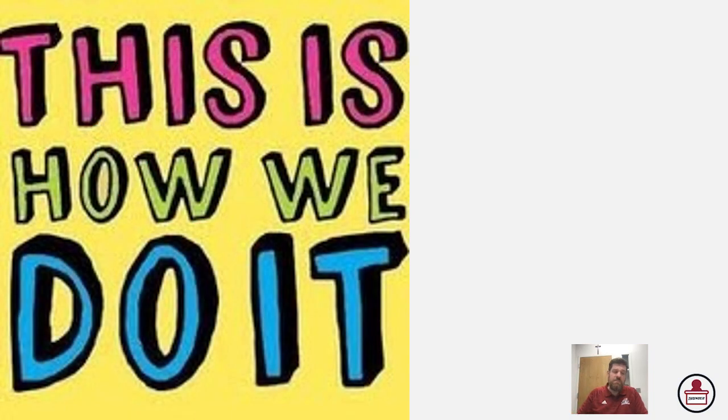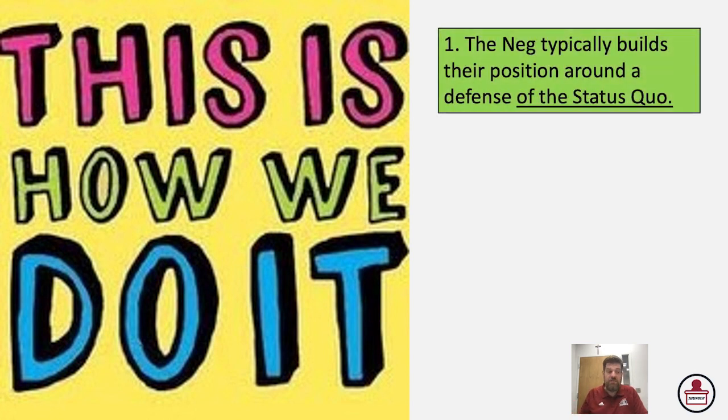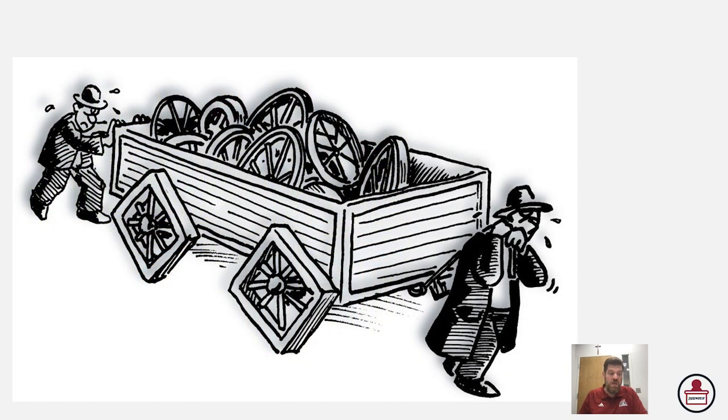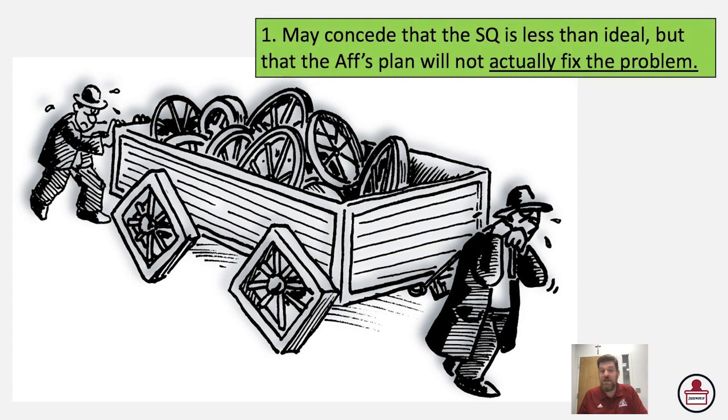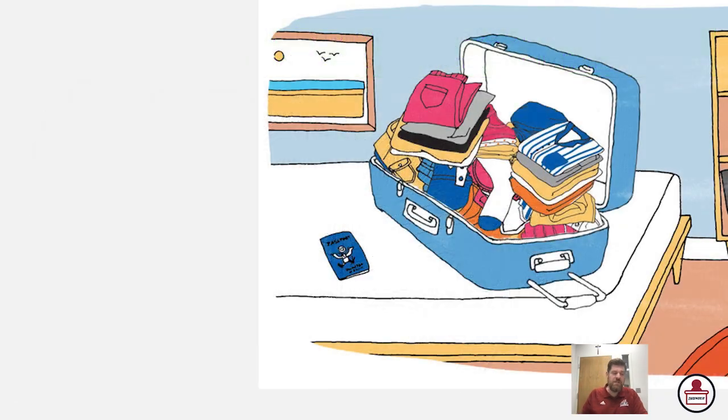So the negative typically builds their positions around a defense of the status quo. The status quo is the existing state of affairs, especially regarding social or political issues. The negative has some other options, though, besides backing up the status quo. They might concede that the status quo is less than ideal, but that the affirmative's plan will not actually fix the problem. They might claim that the affirmative's plan would create some disadvantageous situation that would be worse than the status quo, or they might propose an alternate way of solving the problem, some kind of a counterplan that's non-topical but otherwise advantageous.